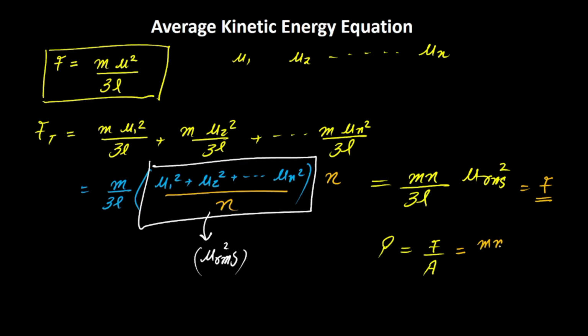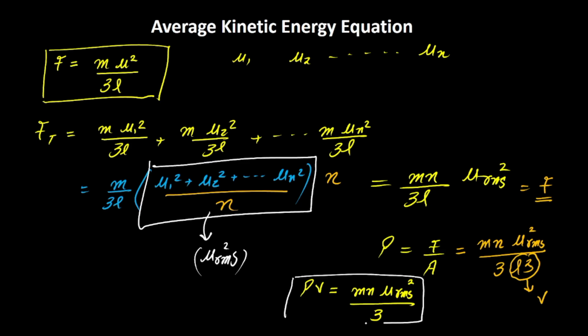So it comes out to be mn URMS square divided by 3L into L square. So it becomes L cube. And if you carefully see, L cube is nothing but the volume of that cube. So we can rearrange this equation and write that PV, that is pressure times volume, equals mn URMS square divided by 3. Now this is what is called the kinetic gas equation, where m is the mass of molecule, n is the number of molecules in that volume, URMS is the root mean square velocity, and P and V are pressure and volume.